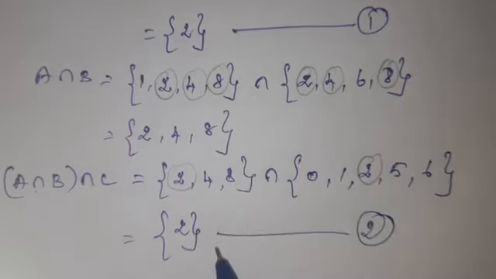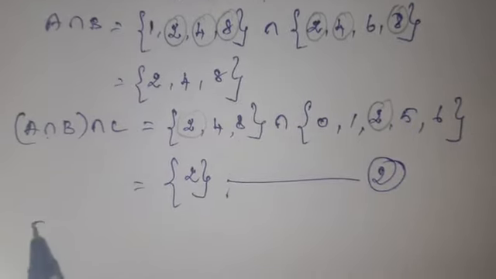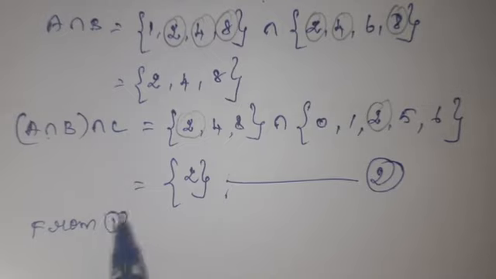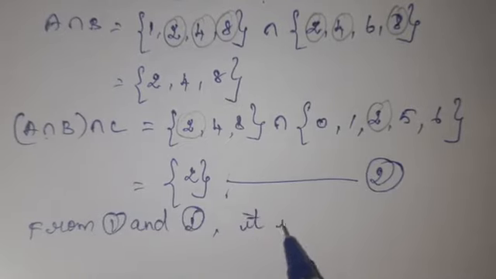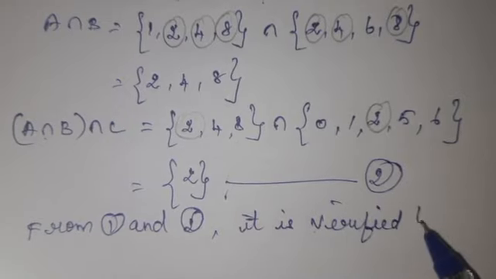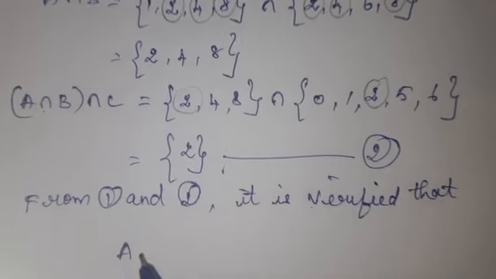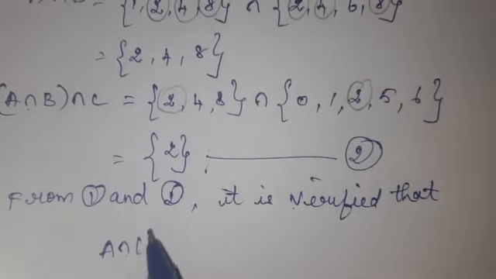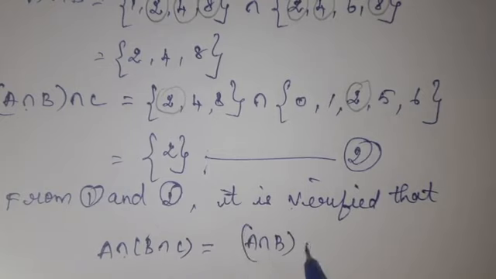From 1 and 2, what will you get? Both are equal. How you should write it is: from 1 and 2, it is verified. What is the associative formula? A intersection B intersection C is equal to A intersection B intersection C. Both are equal.